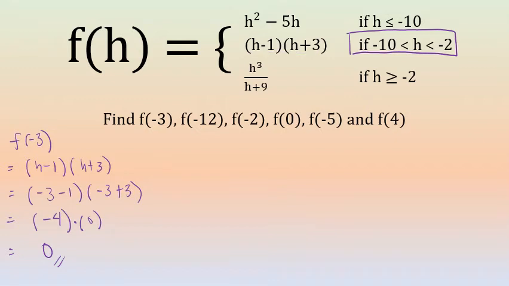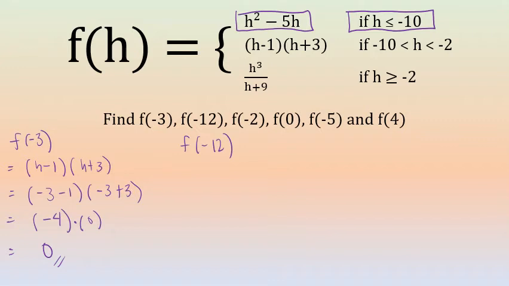Next, what about f at negative 12? So we have f at negative 12. So what interval siya nagpo-fall dito sa ating tatlong intervals? So negative 12 is less than negative 10. So what we will be using is this first subfunction. So this is h squared minus 5h.